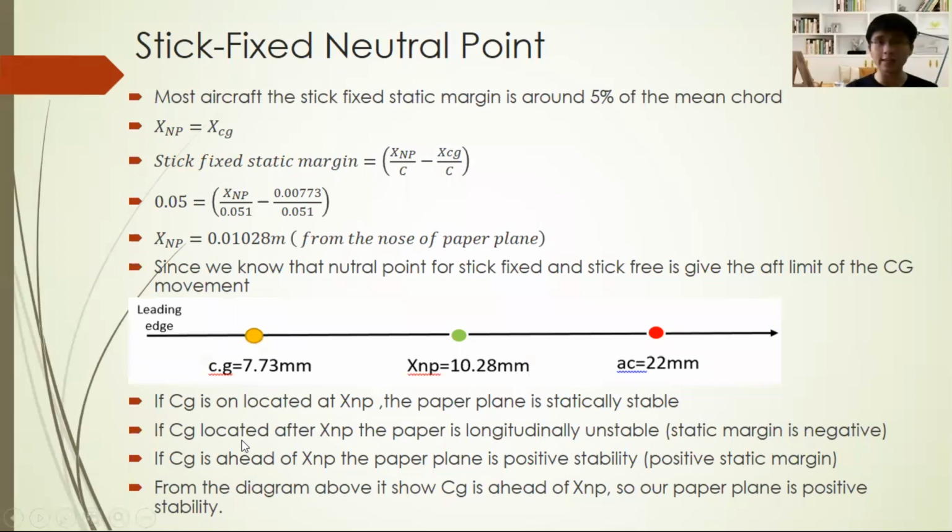So here is the stick fixed neutral point, and I used the equation from the flight mechanics textbook. I did the calculation to get my neutral point. Then one of the conclusions is that my center of gravity is ahead of my neutral point. So my paper plane has positive stability and a positive static margin.